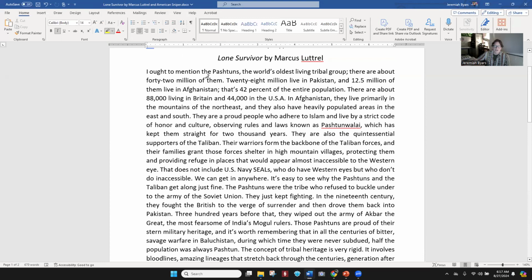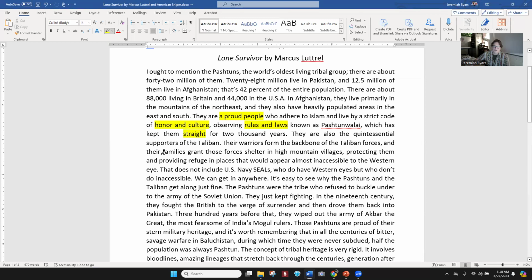I ought to mention the Pashtuns, the world's oldest living tribal group. There are about 42 million of them. 28 million live in Pakistan, and 12.5 million of them live in Afghanistan. That's 42% of the entire population. There are about 88,000 living in Britain and 44,000 in the USA. In Afghanistan, they live primarily in the mountains of the Northeast, and they also have heavily populated areas in the East and South. They are a proud people who adhere to Islam and live by a strict code of honor and culture, observing rules and laws known as Pashtunwali, which has kept them straight for 2,000 years.